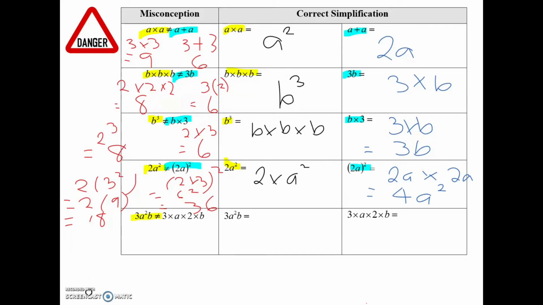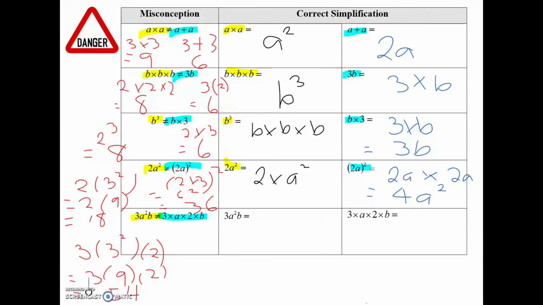3A squared B is not equal to 3 times A times 2 times B. Let us use numbers to substitute inside this expression. Let us make the value of A be equal to 3, while the value of B be equal to 2. So, we have 3A squared B as 3 times 3 squared times 2. And this will give us 3 times 9 times 2. And this will give us 54.